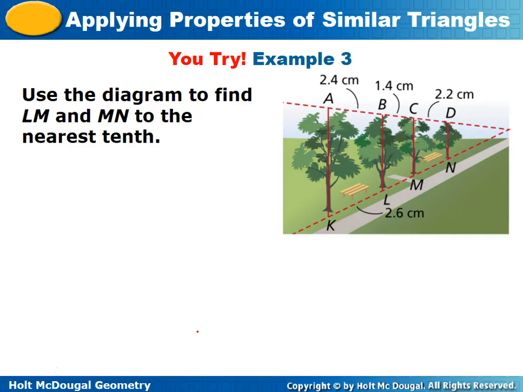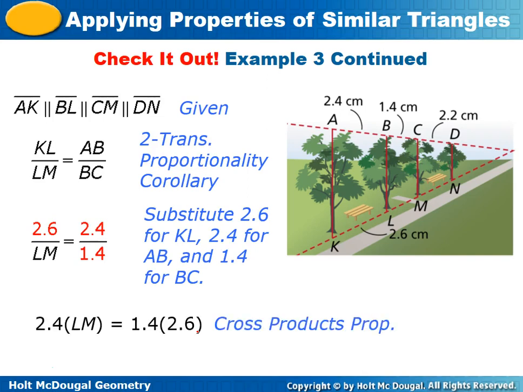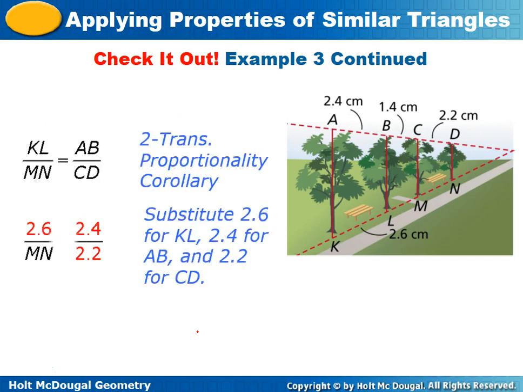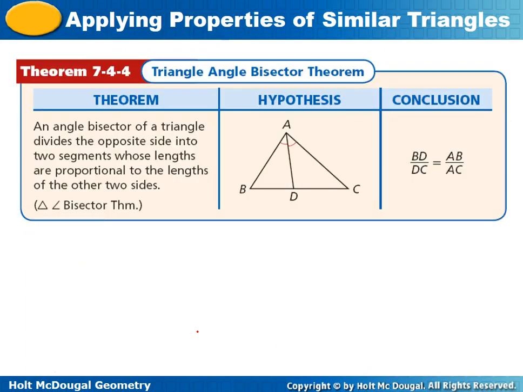Now look, there's a couple ways. Again, remember you could do the 2.4 over the 2.6, that's another way to do this, is equal to the 1.4 over the LM. And then when we get down here, it would be the 2.2 over MN. Again, remember, there's a variety of ways to do these, and it doesn't matter which one you choose. When we do this one, I'm going to do it the same way I did the first one. So this one was 1.5, and then solving for MN, it's going to be 2.4, if I'm not mistaken. Yeah.